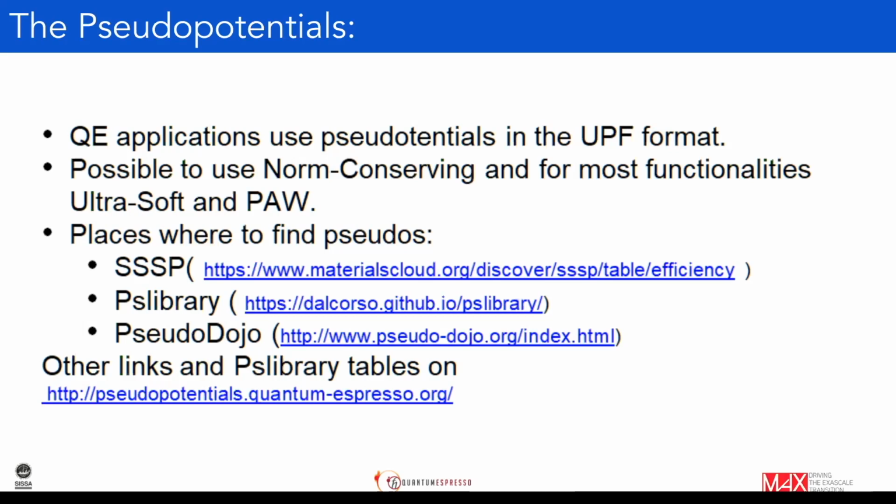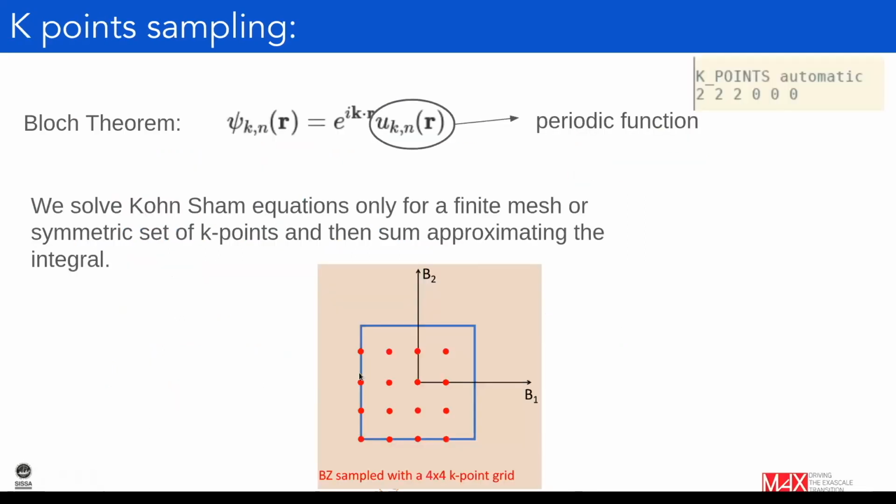Here there is a list in this presentation of where you can download and retrieve efficient and reliable pseudopotentials. The places where you can look are the SSSP, the repository of Materials Cloud, the PSlibrary made by Dal Corso, and the PseudoDojo repository. But you can also find many more links to other pseudopotentials that are used in the code in this link that is provided on the Quantum Espresso website.